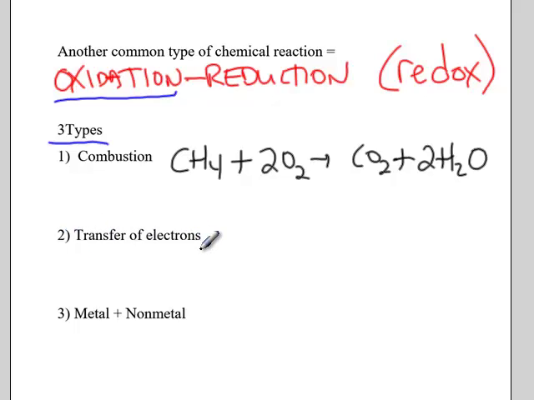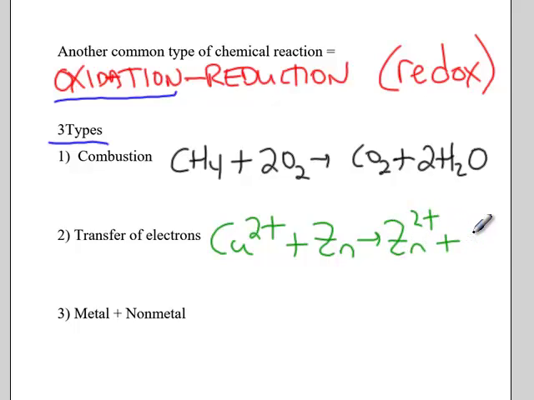You can also see a transfer of electrons. For example, a metal like copper cation can be reacted with solid zinc and form zinc cation and solid copper. So whenever you see the charge being changed from one metal to another, this means electrons were transferred, and that's also a type of redox reaction.